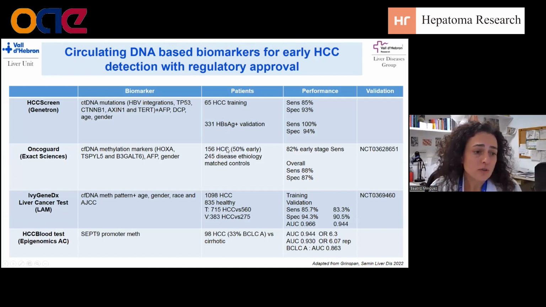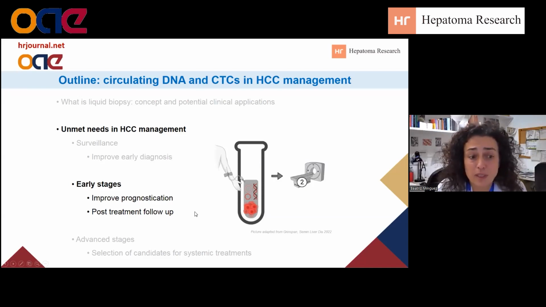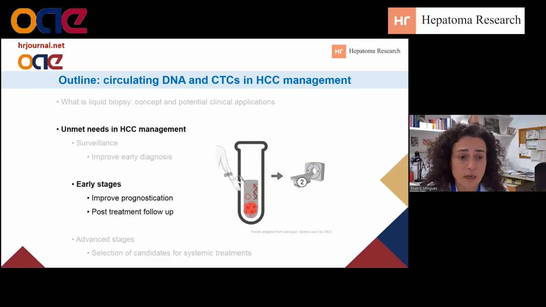The second topic that I think is important is early stages. We have a patient, we apply a curative treatment, and what happens later? The recurrence, we know that is an issue, so we need to be able to improve prognostication to know which patients are going to have a recurrence, and we need to do a better follow-up of these patients in order to early diagnose a potential recurrence.